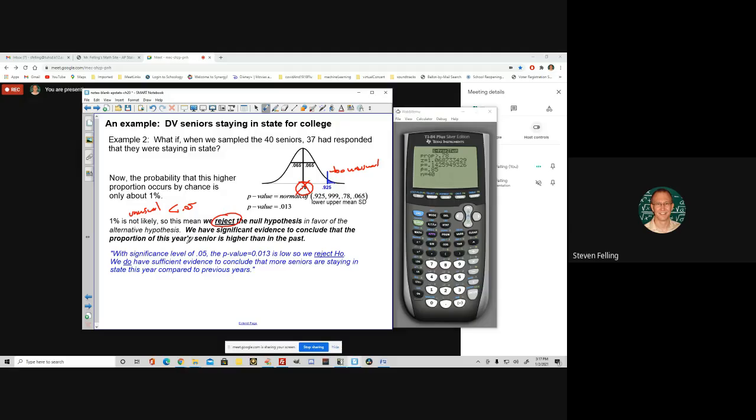So the way we write this up this time would be, with a significance level of 0.05, the p-value of 0.0013 is low, so we reject the null hypothesis.